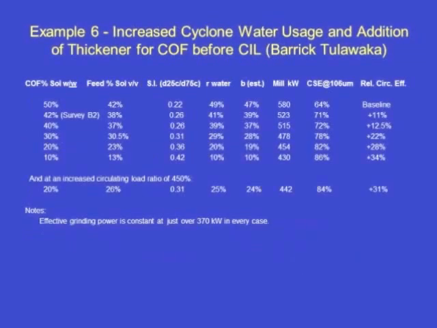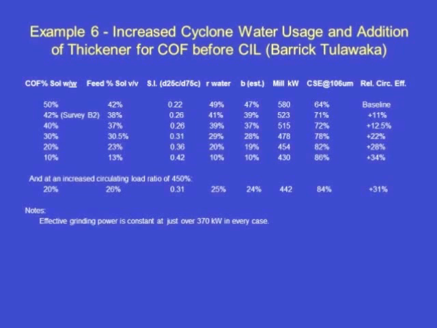Final study done for Barrick. The question was asked, we're having some difficulty at one of our plants. We're not getting the grind. We're not getting the gold recovery. What would happen if we could put a lot more water into our cyclone and improve the performance that way?